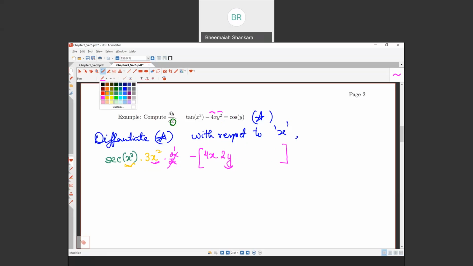When you differentiate y again, you have dy over dx. Now you fix y square, differentiate 4x, and then you have just 4. So this is the power rule of differentiation for the y square term, and in general what you do here is the product rule.